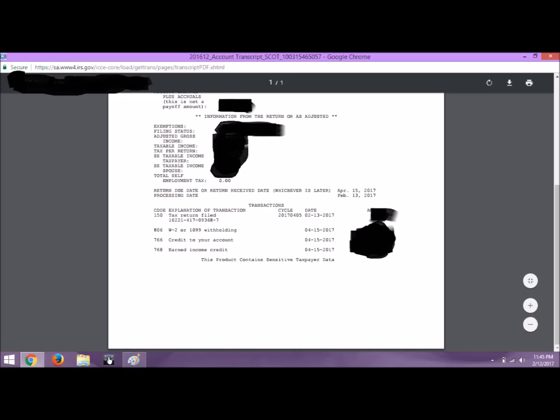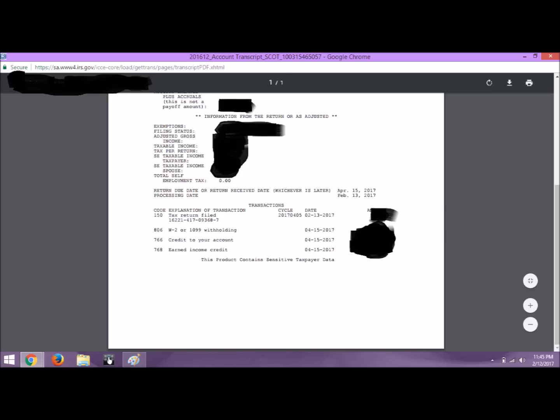They update transcripts through the day. But you'd only see it on a Friday, and if you don't see the 846 code by the end of the day Friday, or the end of the night Friday, then you have zero chance of getting a Where's My Refund update on Saturday morning. So you'd have to wait till the following week.